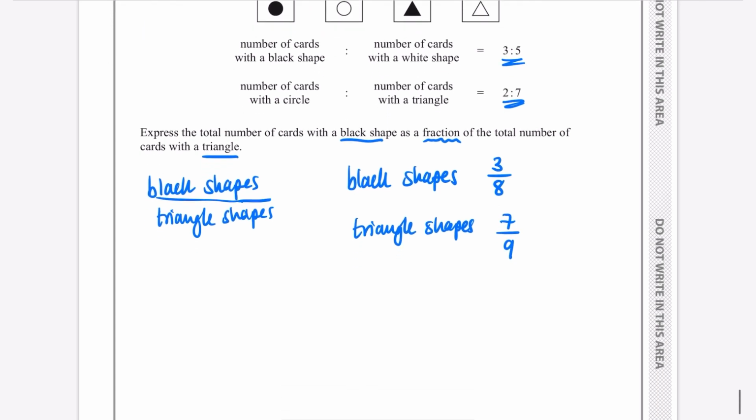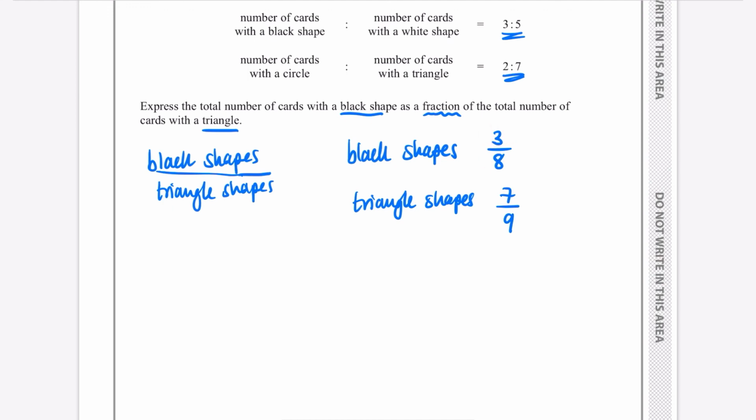So we want to do a fraction of the black shapes over the triangle shapes. Now we're going to just use this straight away. We're going to say that the black shapes are 3/8 and that is as a fraction out of 7/9. Now this is not how they want the answer presented. You're not likely to want to write a fraction with a fraction of 2 fractions like this. So what we're going to do is just change it. This line here means it's being divided by, so it's 3/8 divided by 7/9.